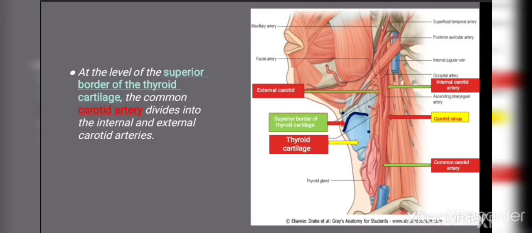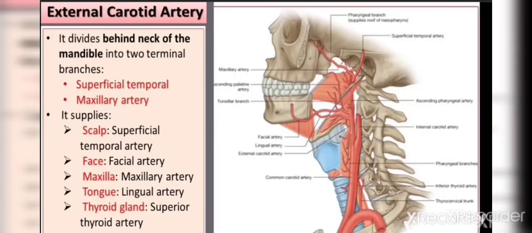So at the level of the superior border of the thyroid cartilage, the common carotid artery divides into external and internal carotid branches. So here we can see the level of bifurcation of the common carotid artery.